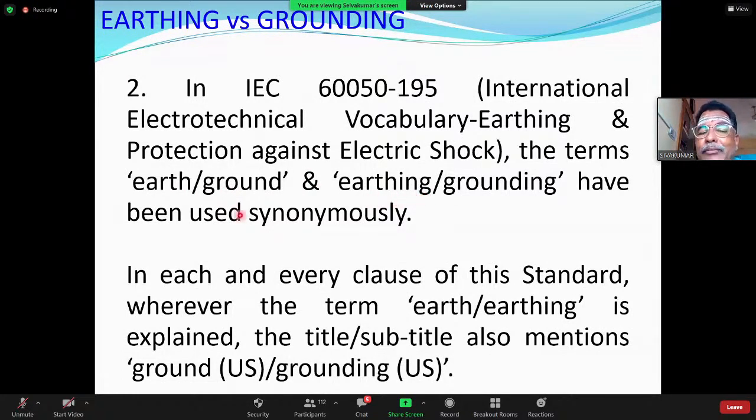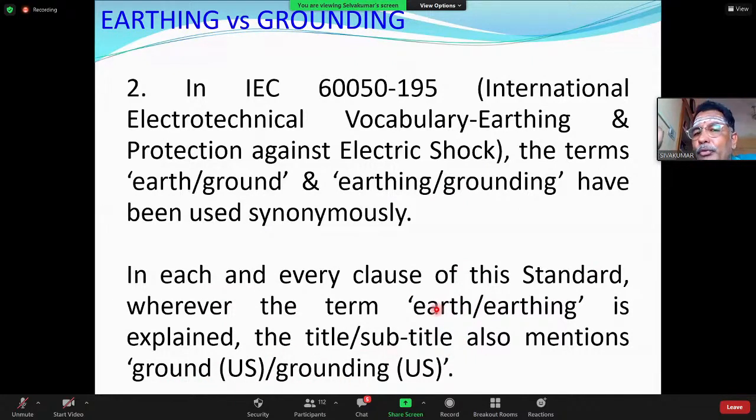In every class of this standard, wherever the term earth or earthing is explained, the title subtitle also mentions ground or grounding with a bracket US. So even in an IEC standard, the terms earth and ground, earthing and grounding are used synonymously only.